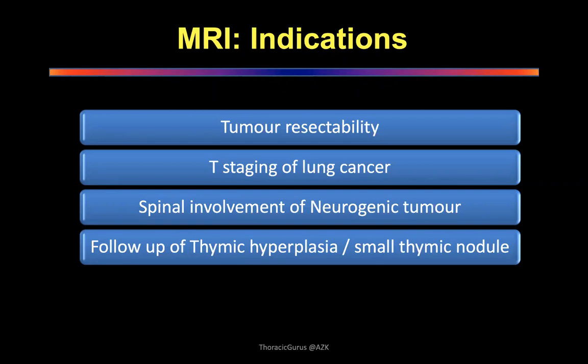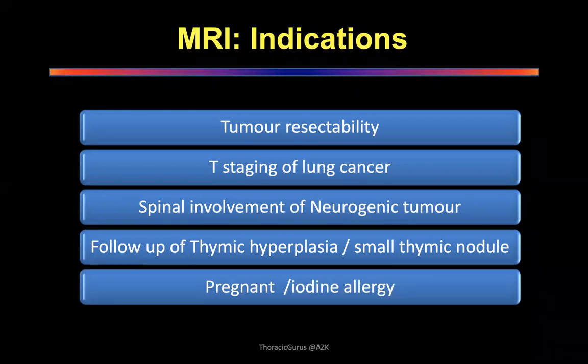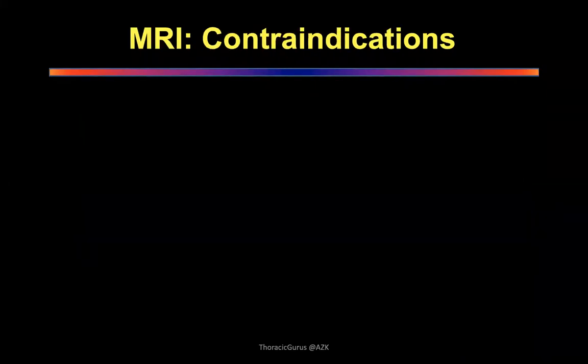So it is indicated in that situation. Also used in pregnant ladies or people with iodine allergies. So in pregnant women, because you're using a magnet rather than radiation and X-rays, it is better tolerated. It is not carcinogenic to the fetus. So that's why these are the indications of MRI in thoracic surgery.